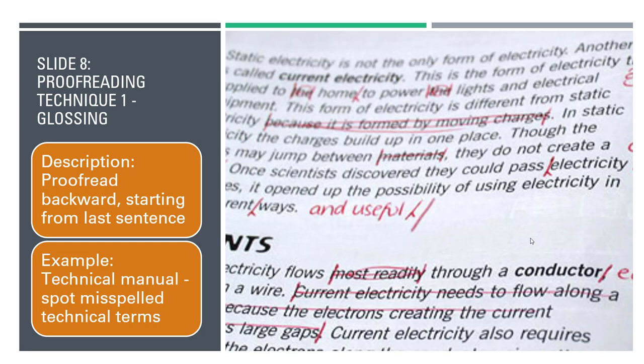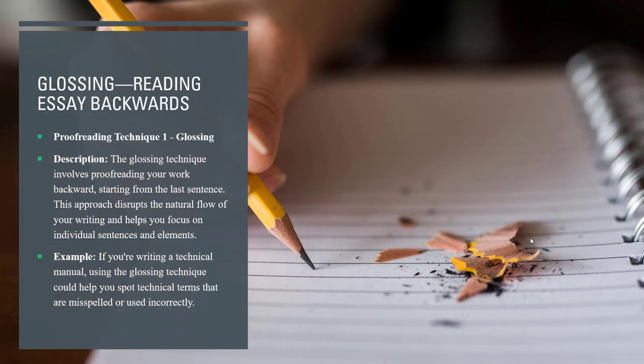Proofreading Technique 1, Glossing. Proofread backwards, starting from the last sentence. Example, technical manual, spot misspelled technical terms.